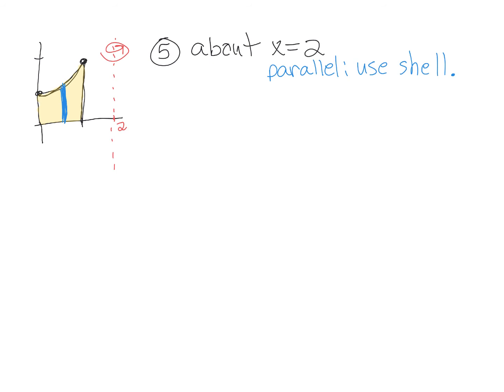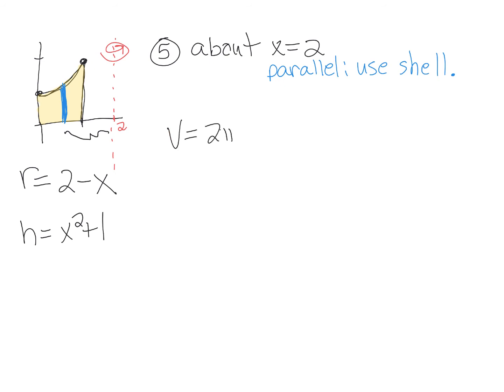Now, your radius is not the distance from here to here, but the distance from the axis of rotation to the element. Well, this distance is x. That makes this distance 2 minus x. So the radius is 2 minus x. The height is just the curve. So we set up our integral.